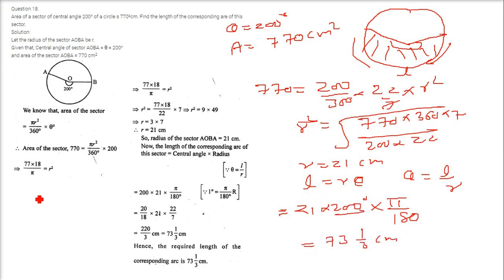Otherwise, if you wish, you can just use the formula theta by 360, that is 200 by 360 into 2 pi r, 22 by 7 into r. Radius, of course, we just found out is 21. So you can use this formula, and the same thing is going to come.